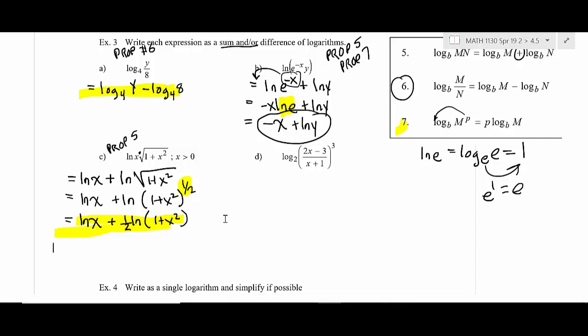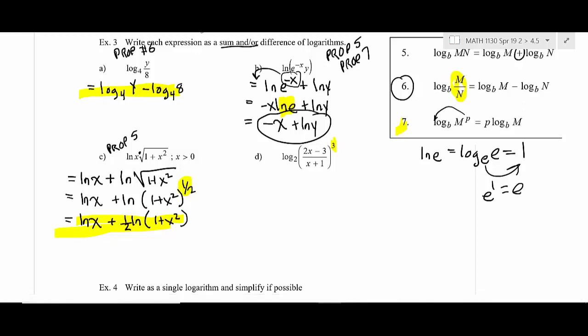Okay, let's do this number 7 here. And this one, the first thing you've got to do is start at a certain point. Now, the fact that it's a quotient means you're going to use property 6. But what could you do with the 3? Anytime you have a log of something to a power, what can you do with the power? You can bring it down in front.